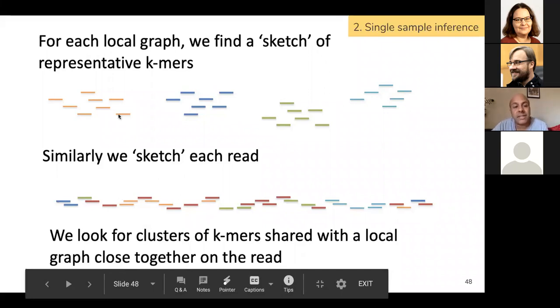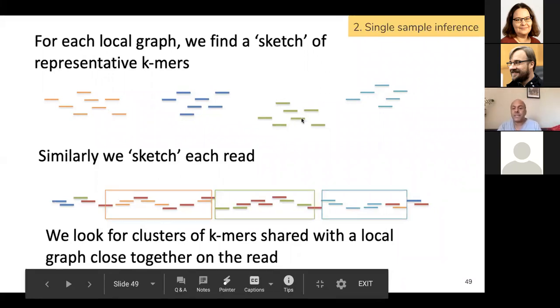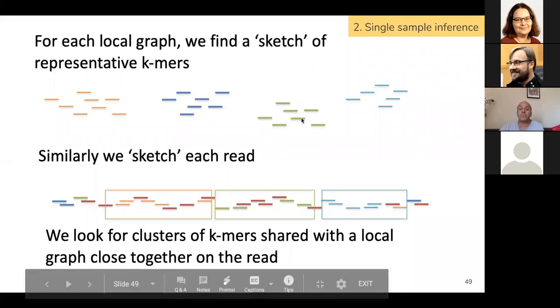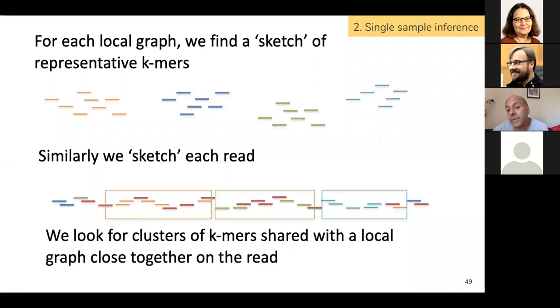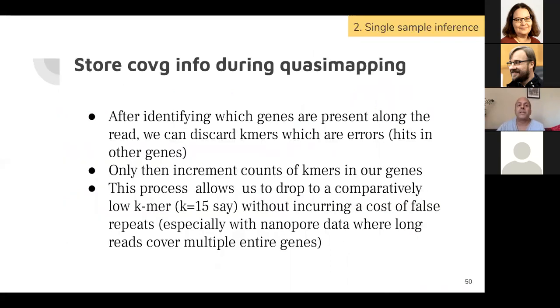So these orange things match with this one over here, these green things match with this one over here. So inside this long Nanopore read, I found a bunch of genes. Now, having identified which genes are present along the read, we can discard the k-mers which are errors, the red ones before, and only after discarding the red ones do we increment counts on the k-mers in our genes. So this allows us to drop to a comparatively low k-mer, like 15 or something, without incurring a big cost of false repeats.